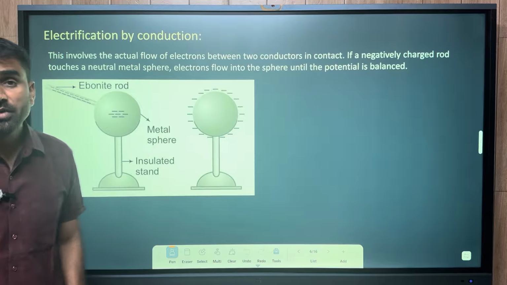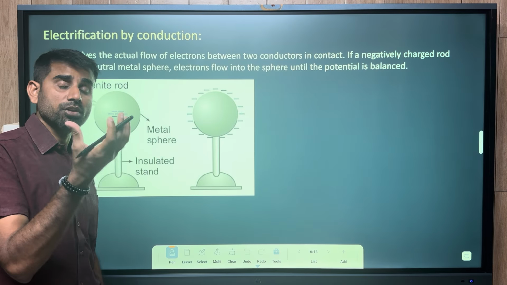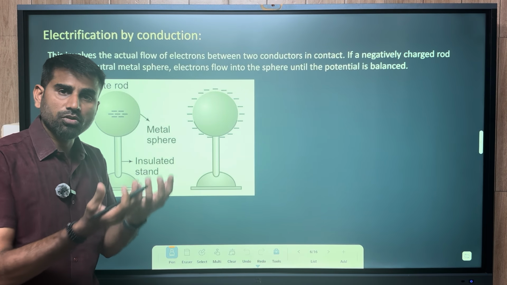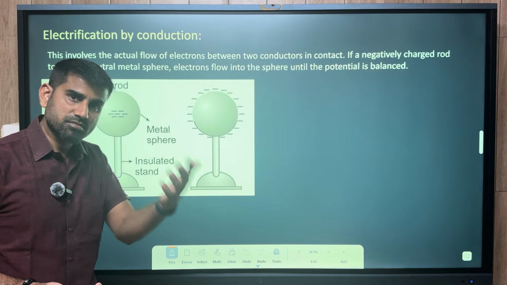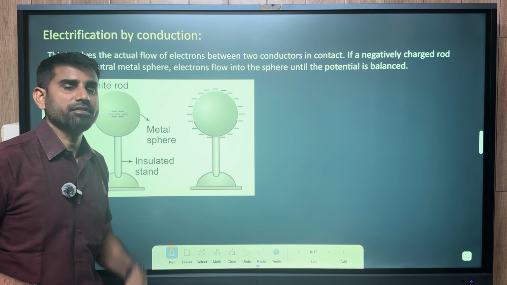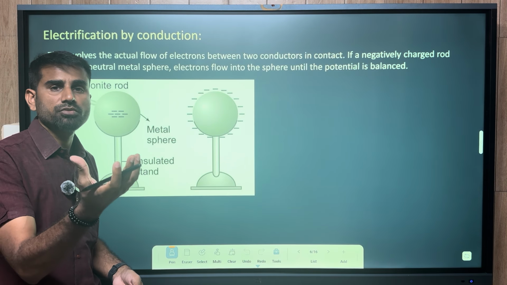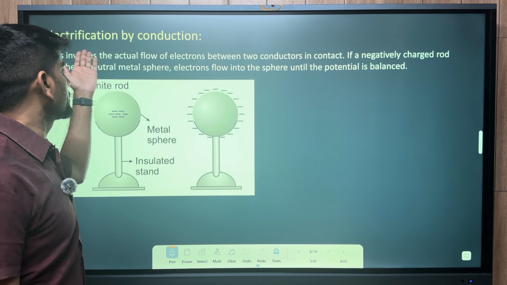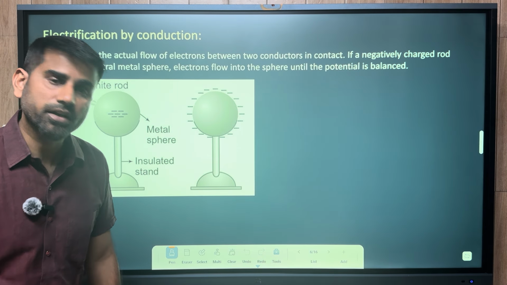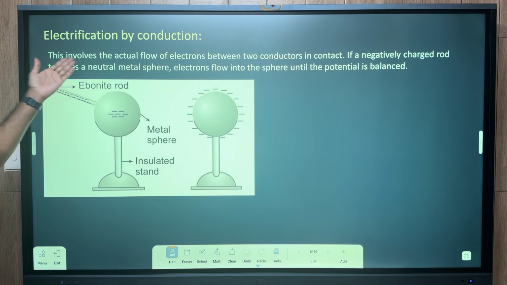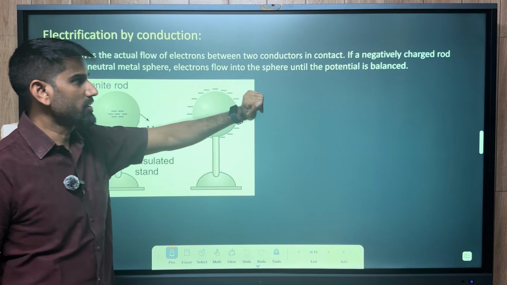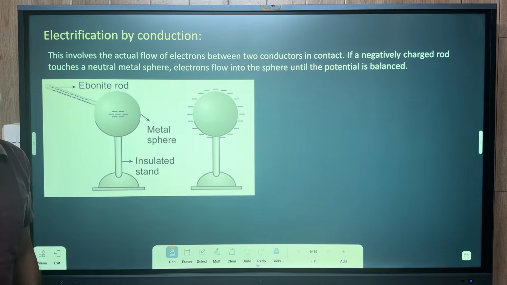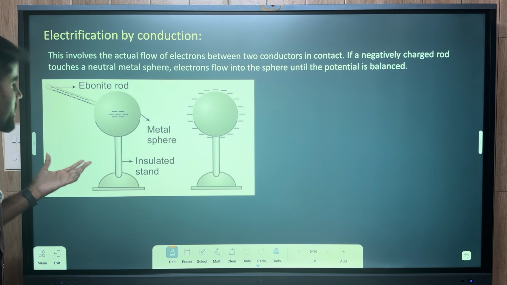The charge transfer has taken place. Initially, one of the spheres has no charge, 0 coulombs, but after they are put in contact, as the charge transfer takes place, this neutral object has gained charge. This is the basic process that we call electrification by conduction. As you can see here, this involves the actual flow of electrons between the two conductors in contact. We need to put the two conductors in contact. I have given the illustration also, the diagram also.